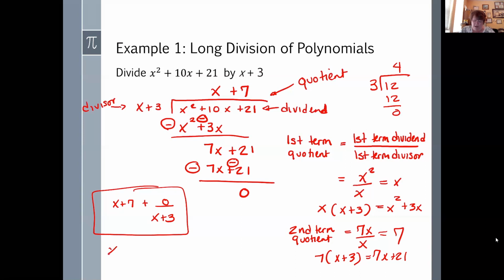Our dividend, x squared plus 10x plus 21, is equal to our divisor times our quotient. And if you multiply that out, if you FOIL that, sure enough, x plus 3 times x plus 7 is x squared plus 10x plus 21. So what's important here? If you do a long division and the remainder is 0, that means both your divisor and your quotient are factors of your dividend.